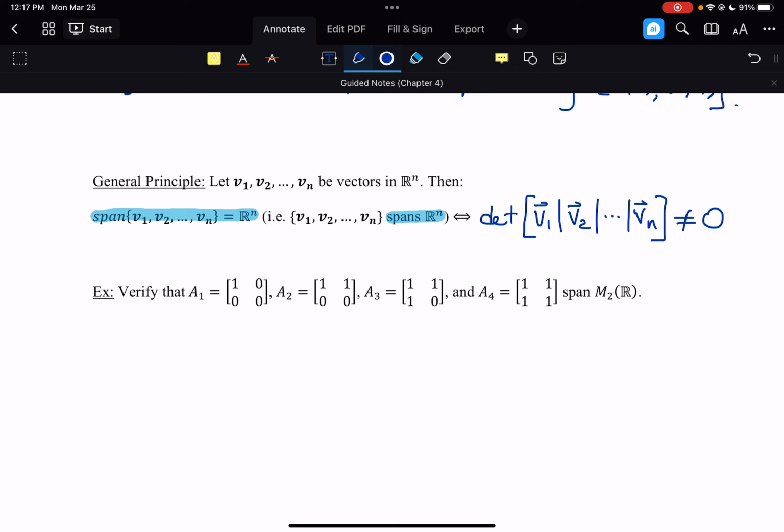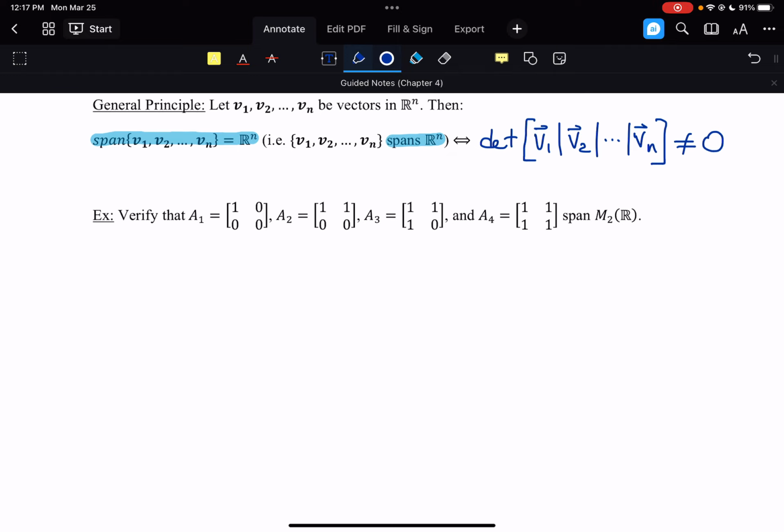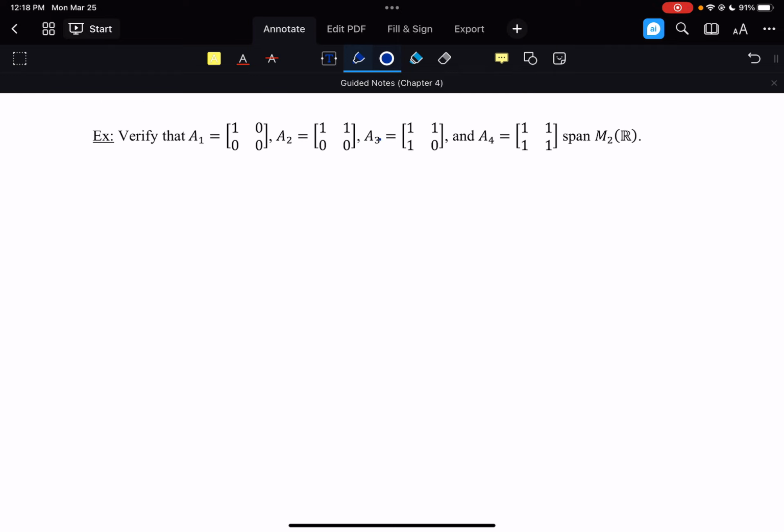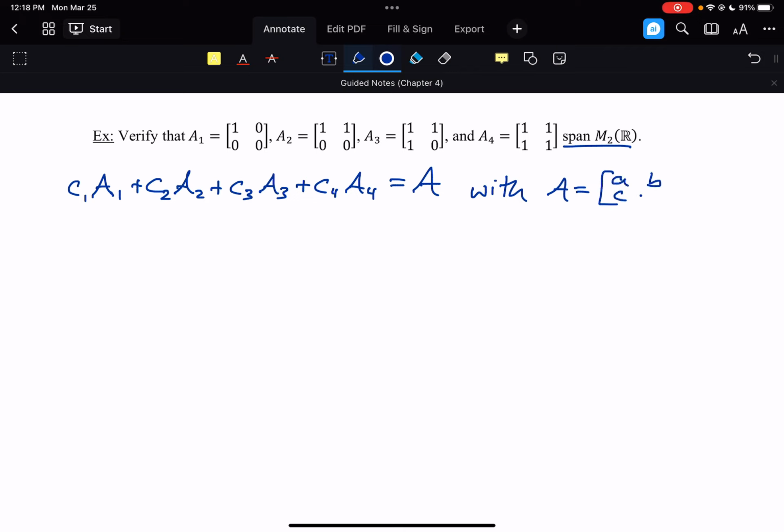Let's take a look at another example. Verify that A1, A2, A3, and A4, these 4 2x2 matrices, span M2 of R. This is the vector space, the set of all 2x2 matrices with real number inputs. To show that these span M2 of R, we can set up the linear combination: C1A1 plus C2A2 plus C3A3 plus C4A4 equals A, with A being just a general, arbitrary 2 by 2 matrix, A, B, C, D.